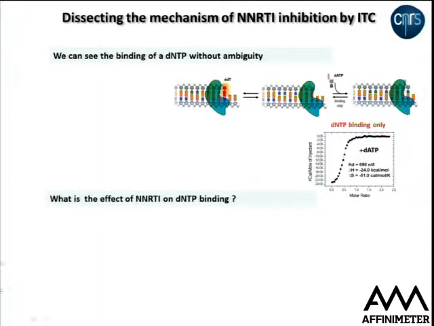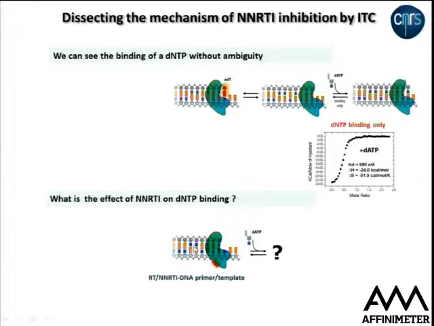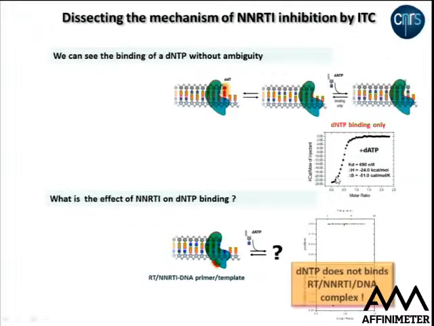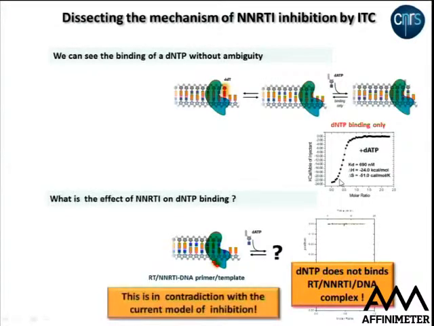So now, what about the effect of the inhibitor on dNTP binding? In this case, we pre-incubate DNA, protein, and the inhibitor, and we add the next incoming nucleotide. Based on the previously published model, we should see something like this, binding only, because they claim that the inhibitor does not prevent the NTP binding. And by ITC, at different temperatures, we just see this: nothing, no binding at all, which clearly means that the incoming nucleotide cannot bind the RT-inhibitor-DNA complex. And this is in complete contradiction with the model of inhibition.